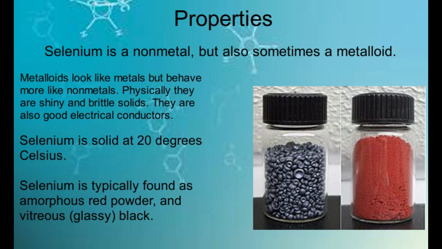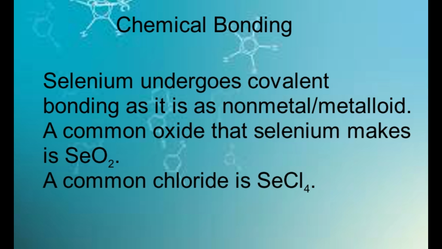Selenium is a nonmetal, but also sometimes is a metalloid. Metalloids look like metals, but behave more like nonmetals. Physically, they are shiny and brittle solids and are good electrical conductors. Selenium is solid at 20 degrees Celsius, and it is found as amorphous red powder in vitreous black pellets. Selenium undergoes covalent bonding, as it is a non-metal metalloid.